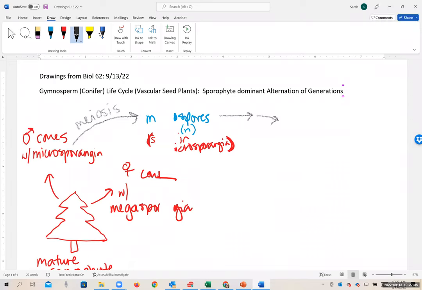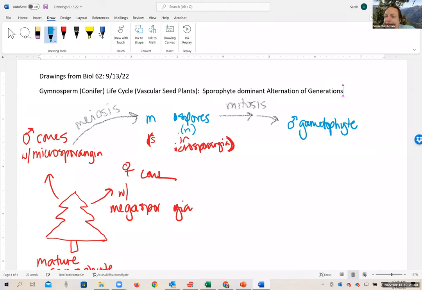Mitosis, they go through mitosis. Okay, and turn into? Mature gametophytes. Gametophytes, okay. So in this case, our male gametophyte is produced as a result of mitosis, right? And so we get this male gametophyte and it's multicellular, right?